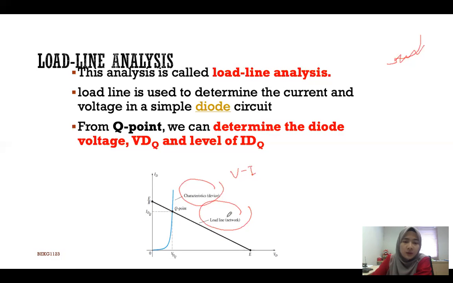So you have two lines here. The first one is the load line, and this one is the characteristics. From the previous slide, it stated that the intersection between the load line and the characteristics we call the Q point. From the Q point, we can determine the diode voltage, VDQ, and also the diode current, IDQ.